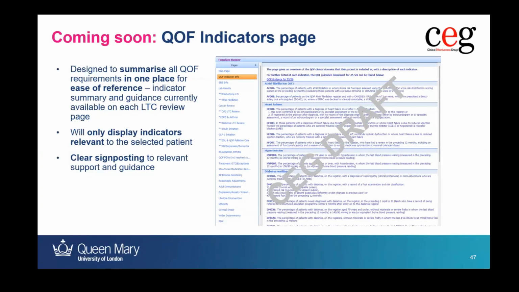First and foremost, we've got a QOF indicators page coming out for you. So in each and every single one of your review tabs already, you will have a little explanation of what the QOF indicator is and what the requirements are. Well, actually, you might just find it easier to see it all in one page, just in case you've forgotten, so you can come back here. It's within our smart template. So again, it will only display exactly what is relevant to the patient. So if they don't have asthma, it will not show up. So this will be coming to your LTC template soon. Next slide, please.